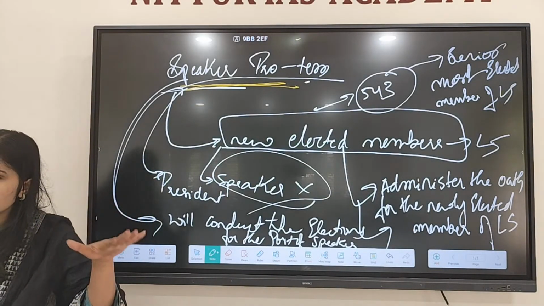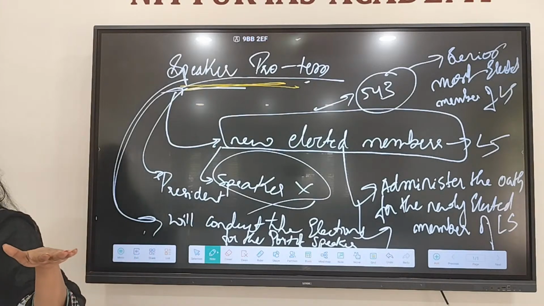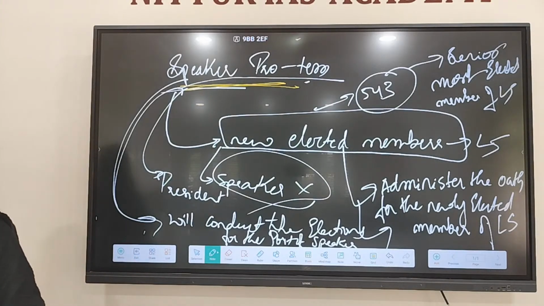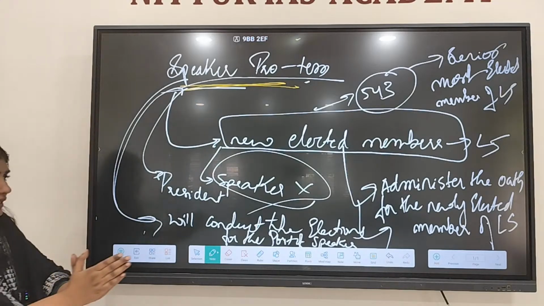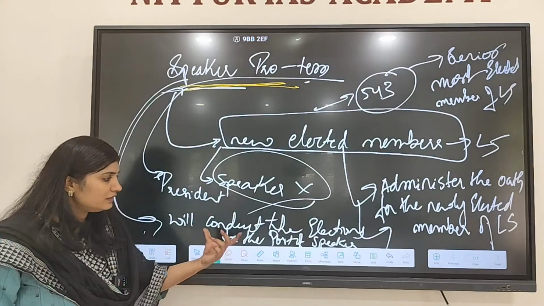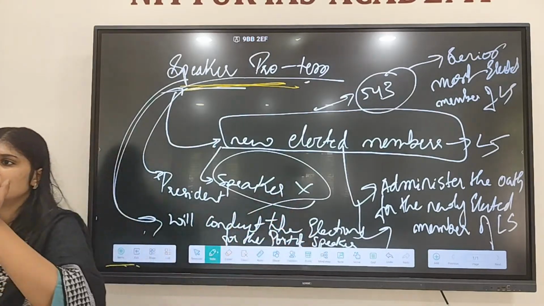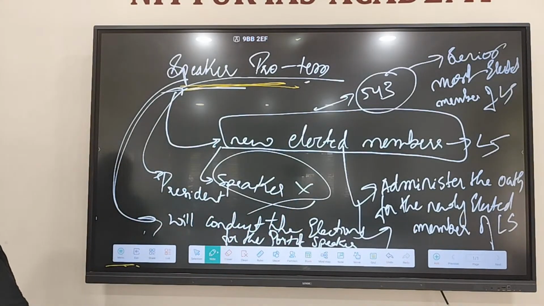Speaker pro tem sits in that designation, and that day's elections are conducted. Through simple majority voting, one person will be elected as speaker. With that, his work is finished. Now the speaker will take that charge. Understood? Speaker pro tem means temporary speaker.